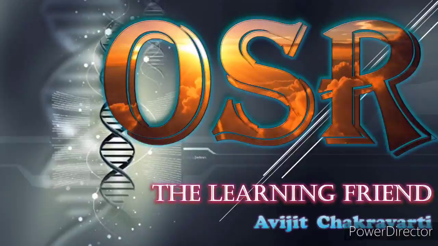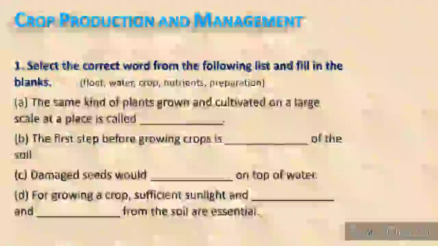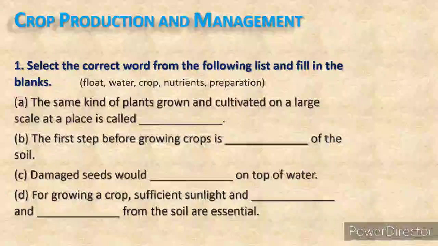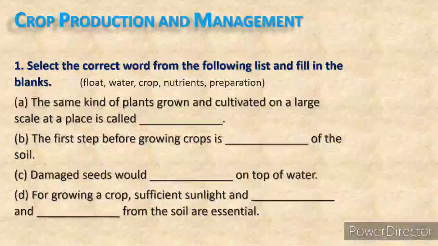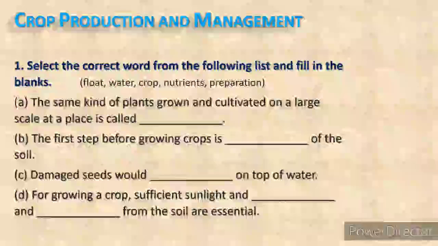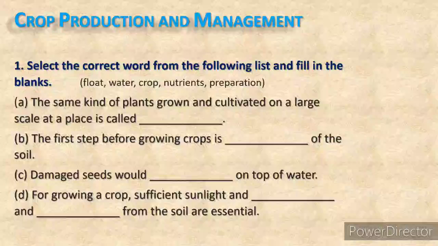Okay, today we're going to start with the first chapter of class 8 CBSE Science. So, the crop production and management chapter has got some questions. The first question is, select the correct word from the following list and fill in the blanks. You have got some hints.